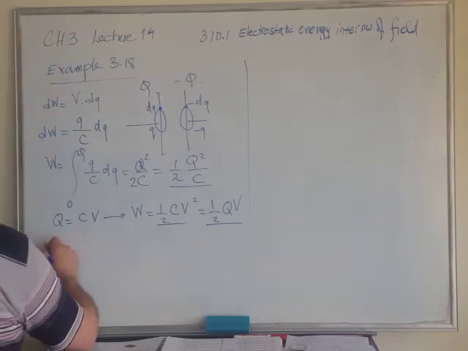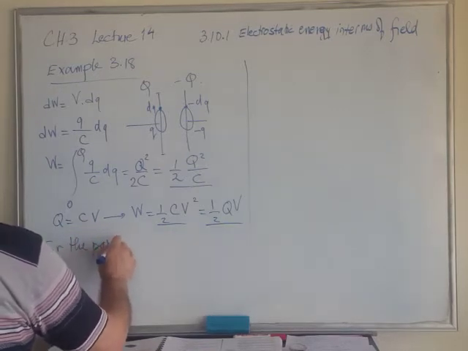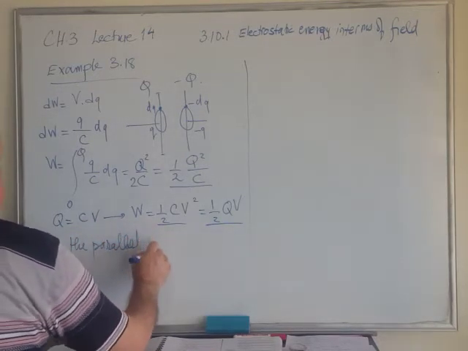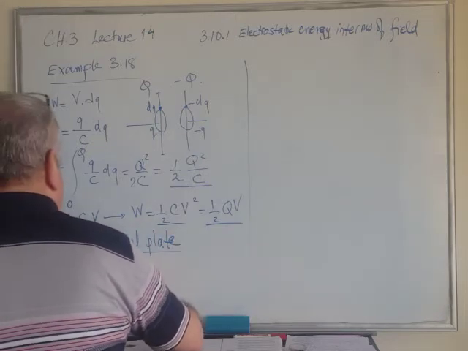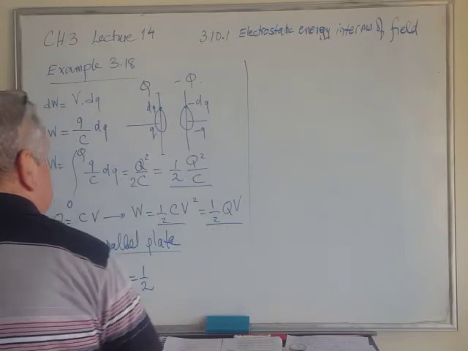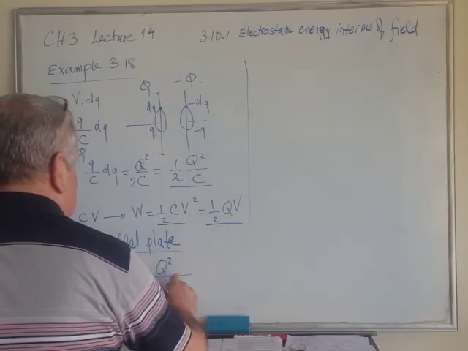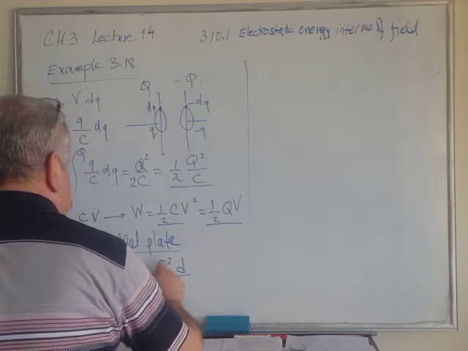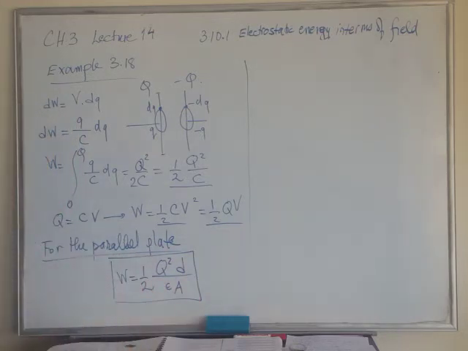For example, now for the parallel plate capacitor, the energy will be what? Half Q squared over C will be what? Epsilon A over D. So that is the energy stored in a parallel plate capacitor when it is completely charged with a charge big Q. Okay?